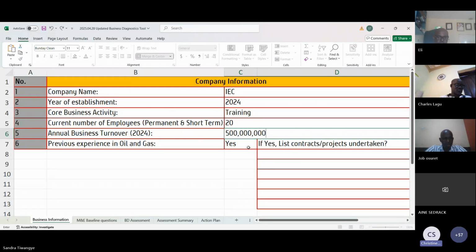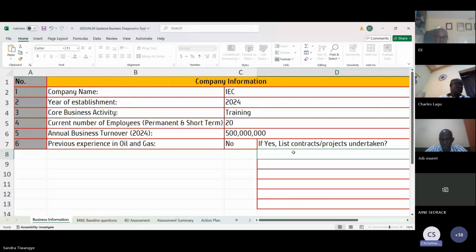And if we've had any previous experience in oil and gas, we shall click no. Now, for those of you who want to click yes, you will have time to clearly outline the projects and contracts you've undertaken. Remember, we have about 3 working days to complete and submit the tool.